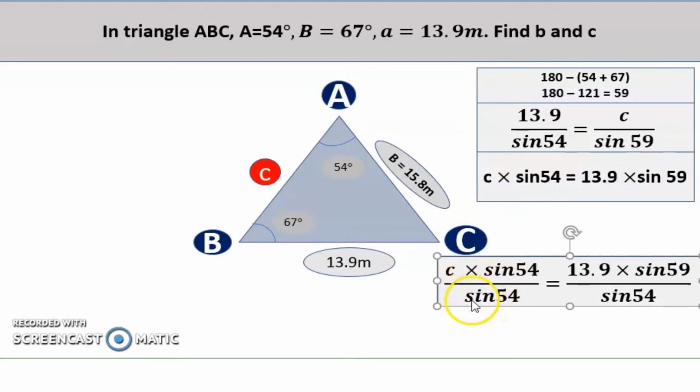So by the time we cancel sine 54 and sine 54, we are going to have C is equal to the whole of this figure here. So if you punch this figure in your calculator, the answer you will get is 14.7 meters. So our C is equal to 14.7 meters.